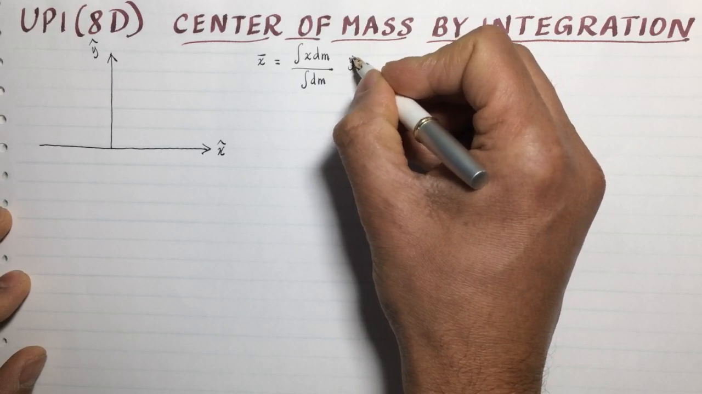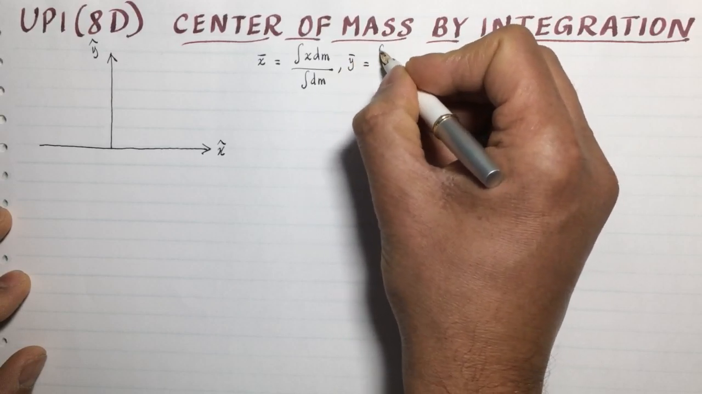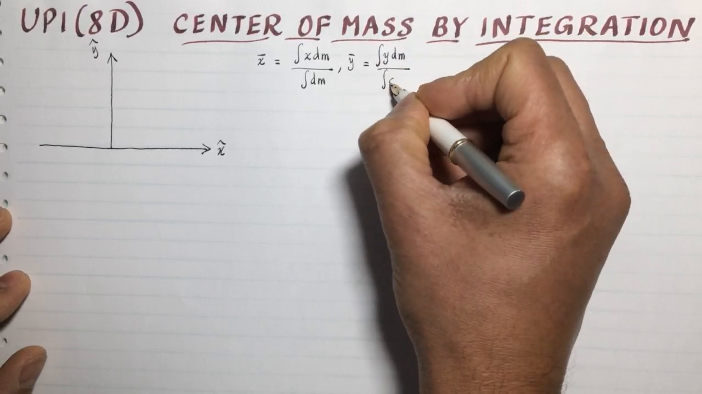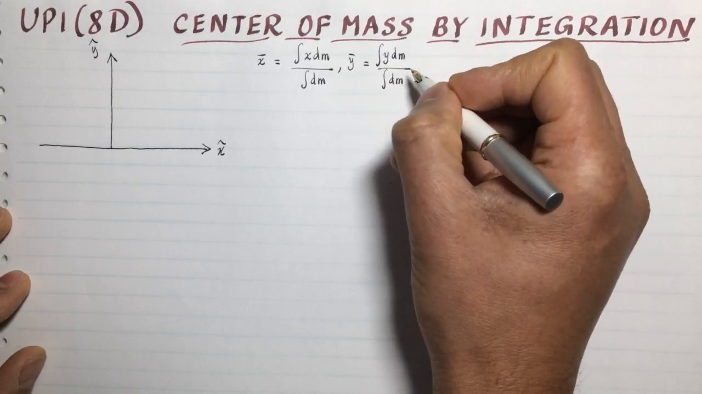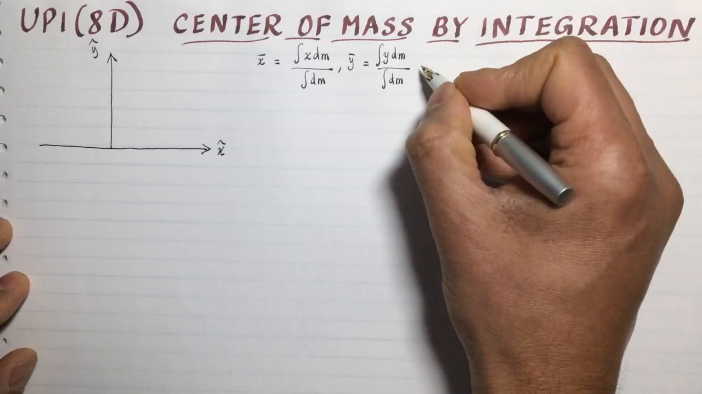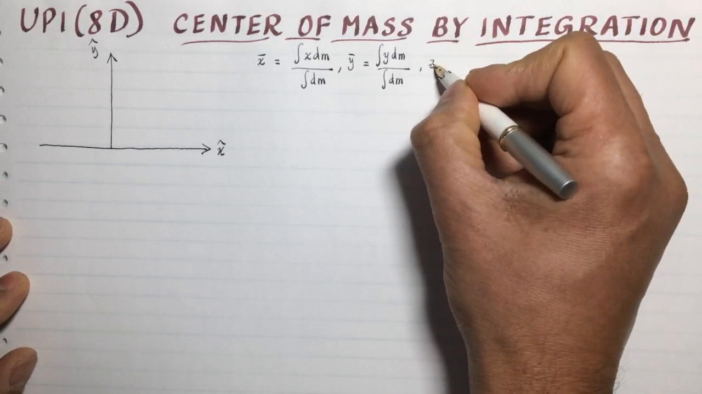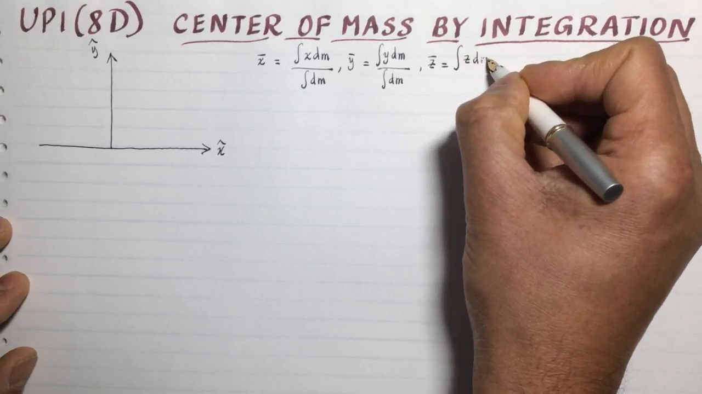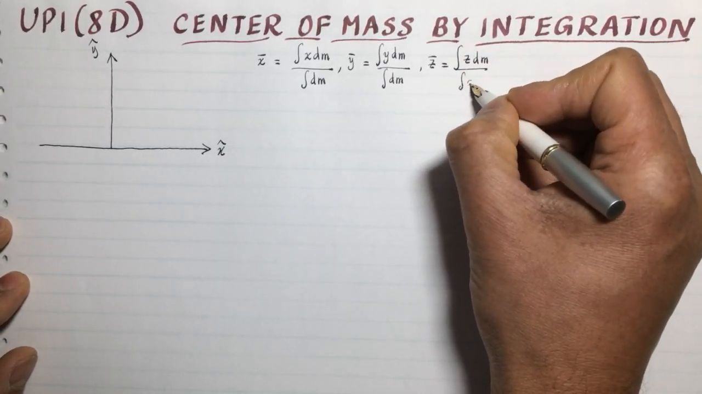Similarly, y bar would be the integral of y dm over the integral of dm. Because there are going to be an infinite number of mass points, it's appropriate to integrate them. Likewise, z bar is the integral of z dm over the integral of dm.